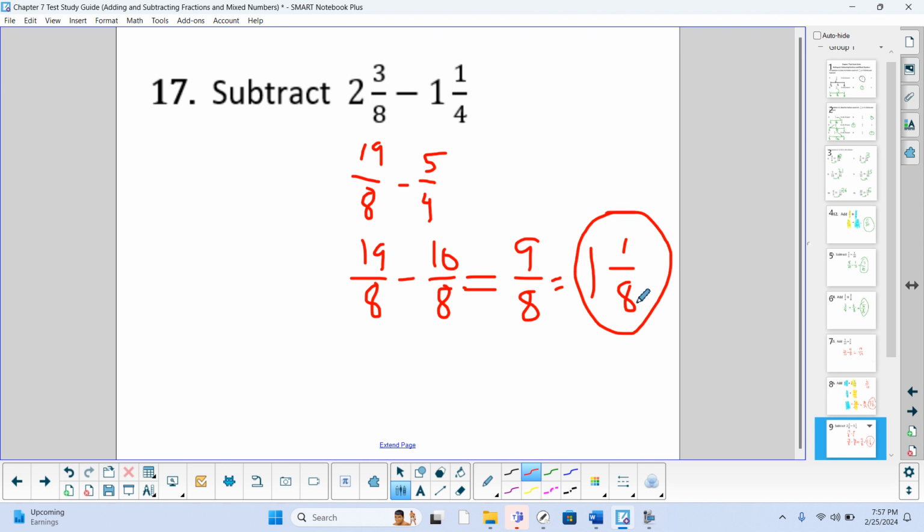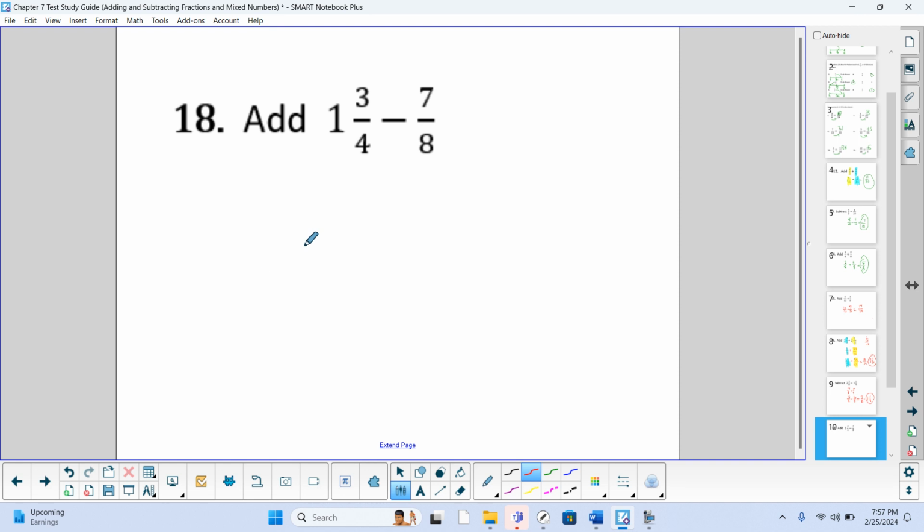Now we got the last few problems. Number 18, 1 and 3/4 minus 7/8. So this would be 1 times 4 is 4, plus 3 is 7 over 4, minus 7 over 8.